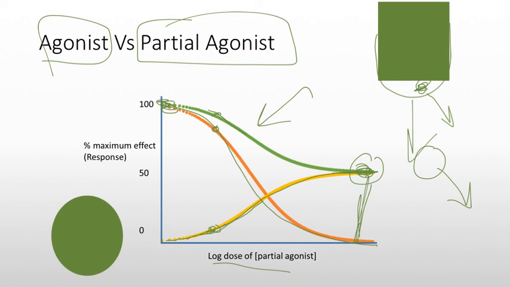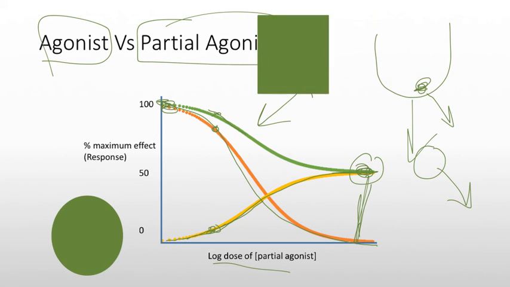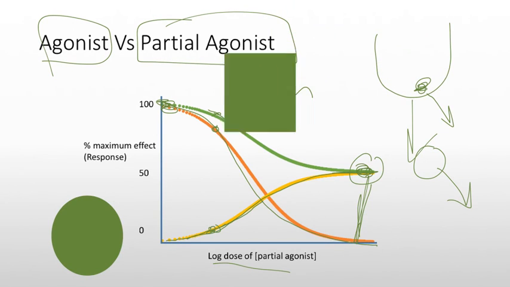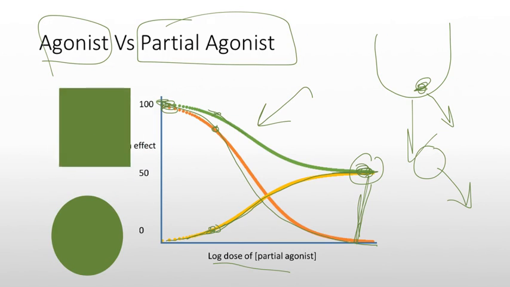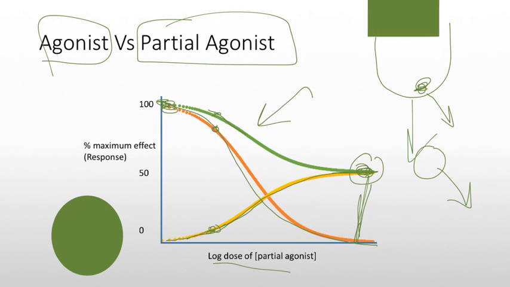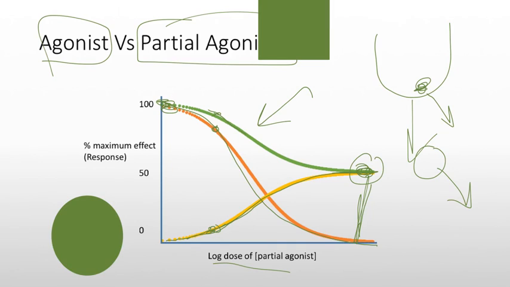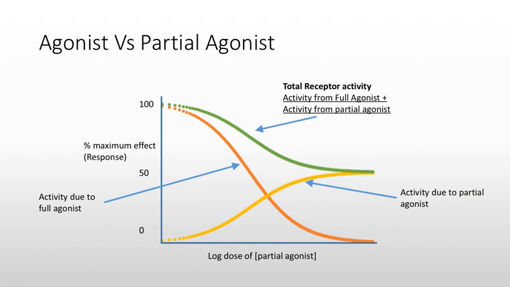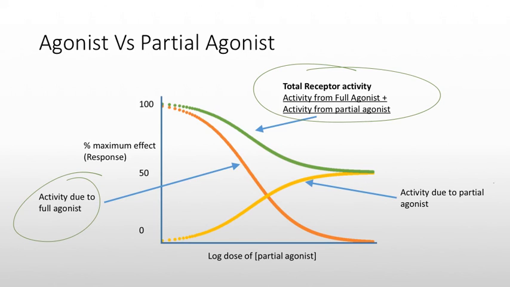Partial agonist does not say anything about the affinity, so this could have a lower affinity or a higher affinity or the same affinity as the full agonist. What we're saying is the effect that we get. So here I've written this out. There's the total receptor activity, activity due to the full agonist, activity due to the partial agonist. And with that, that is your introduction to pharmacodynamics.